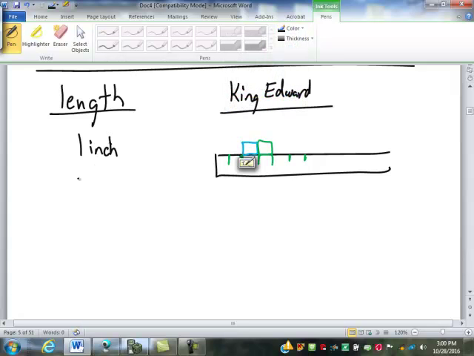What's the next unit that we use that's bigger than an inch? A foot. A foot contains how many inches? 12 inches. A foot is literally the distance from the end of your longest toe to the back of your heel. Now again, if most of you measured your foot, it's probably 12 1/4, 12 1/2 inches. Not exactly 12 inches. King Edward's foot was actually considerably shorter than 12 inches. But in fact, there weren't 12 of his thumbs in his foot either.